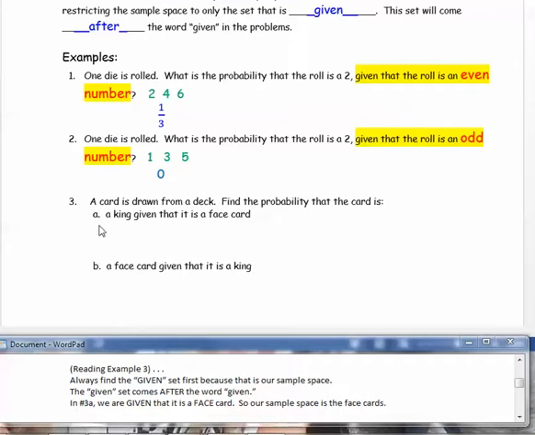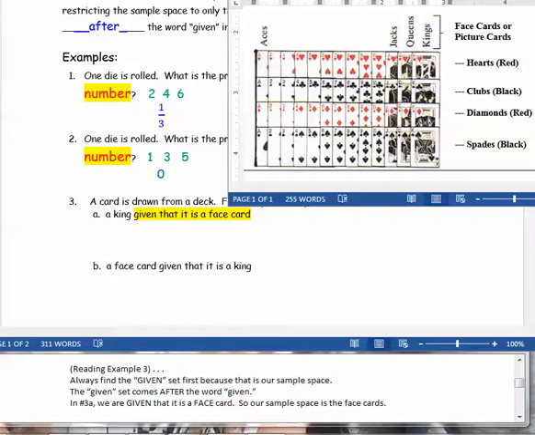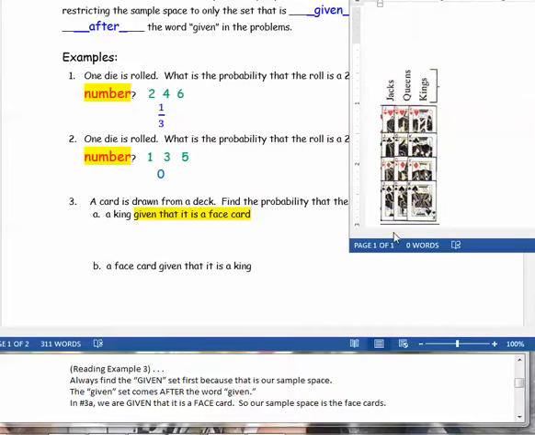In number 3a, we are given that it is a face card. So our sample space is the face cards. That means that this is not our sample space. The sample space is the face cards. This is our sample space, just the face cards.